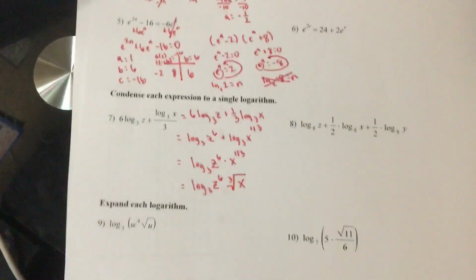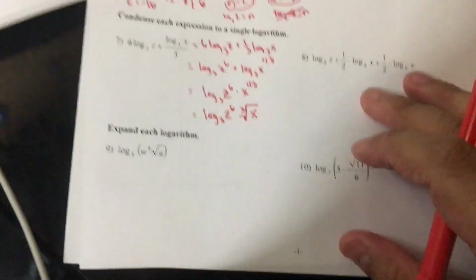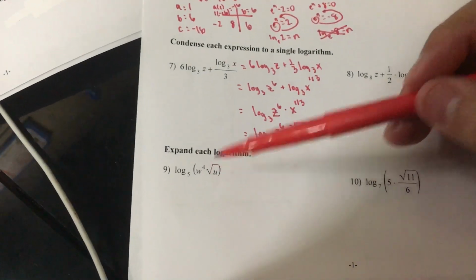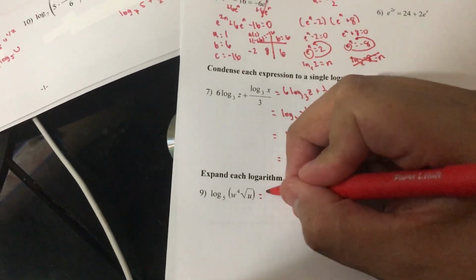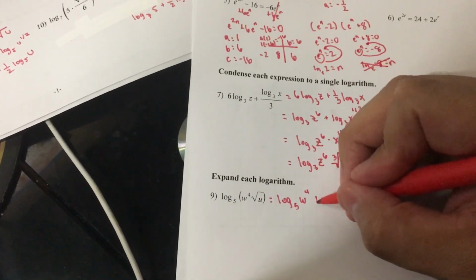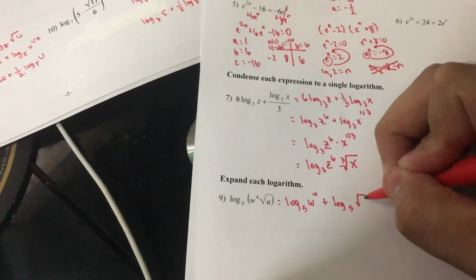Okay, so this would be the last problem that I'm going to do here on this video. This is an expansion problem. So what I'm going to do here, guys, you see how in between right now I'm multiplying, so I should see this with a plus sign. So log base 5 of w to the 4 plus log base 5 of the square root of u.